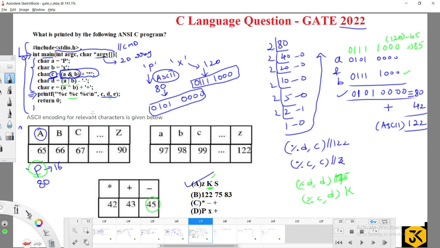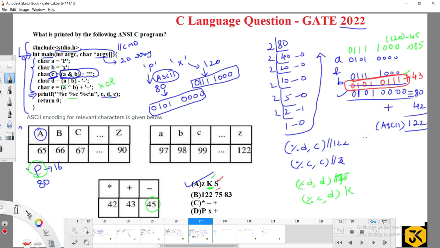Similarly you have to follow this one. The caret operator represents the XOR operation. If you find the XOR between these, when both are the same the result will be false, otherwise the result will be true. So 1 1 1 0 1 0 1 0. For that you are going to add 43, and you will get the answer.